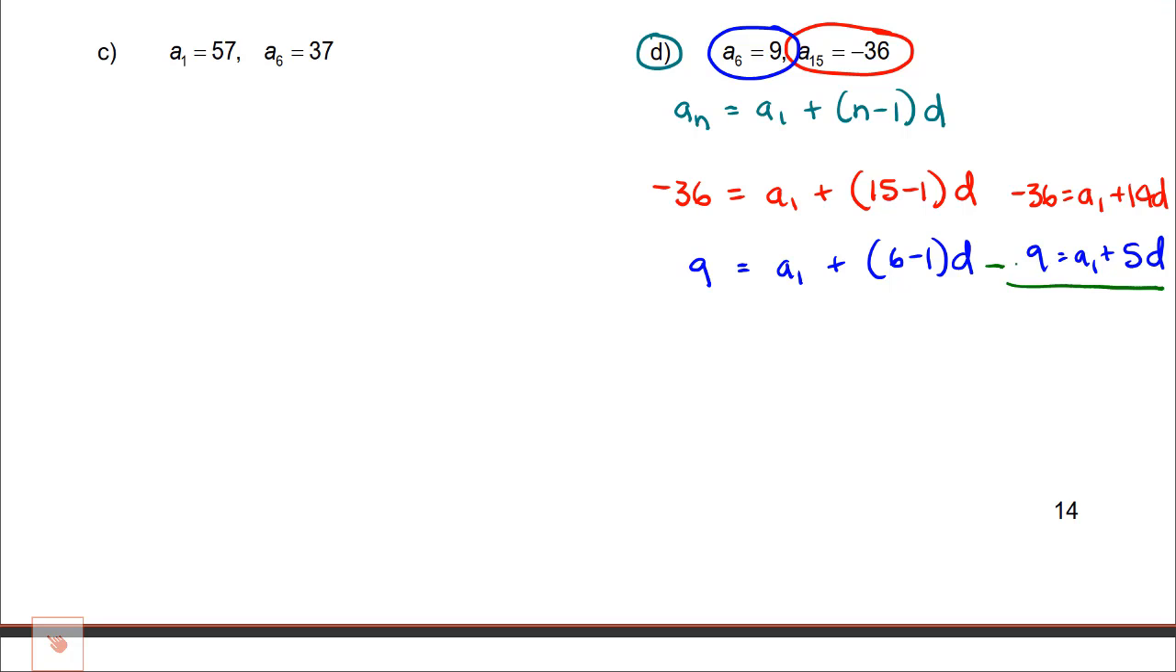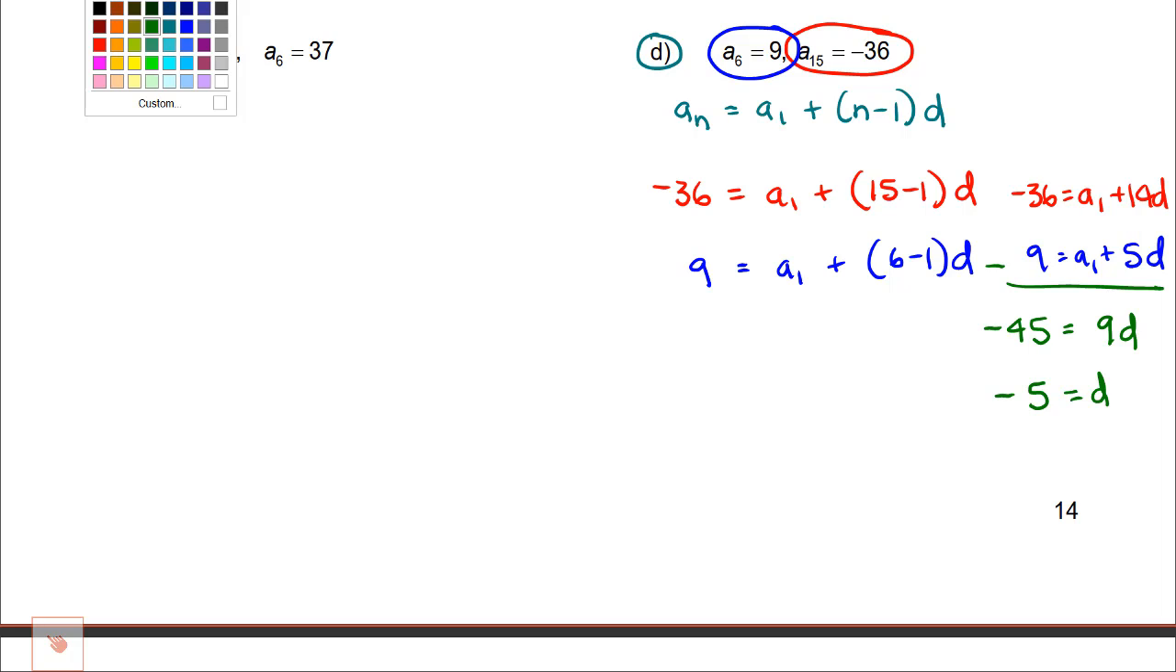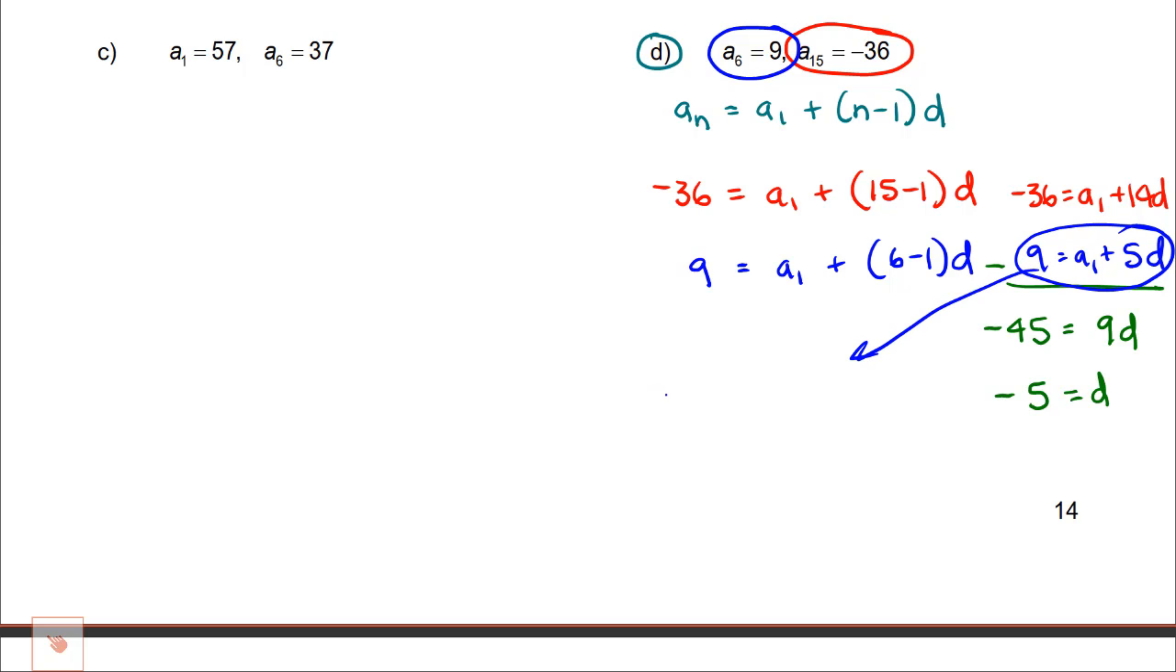If I subtract them, be careful, it's negative 45, right? Equals 9d, and d is... 5 is close, negative 5 is better, right? And then I'll take, let's say, one of the equations. The blue one looks less scary. So 9 equals a sub 1 plus 5 times negative 5. And so a sub 1 is... it's 34?